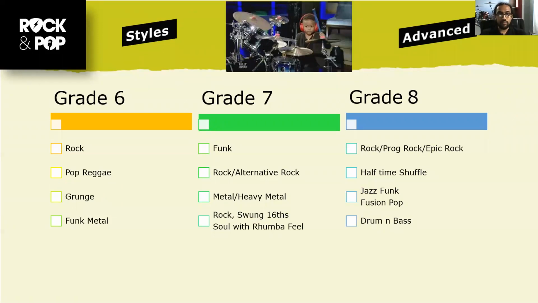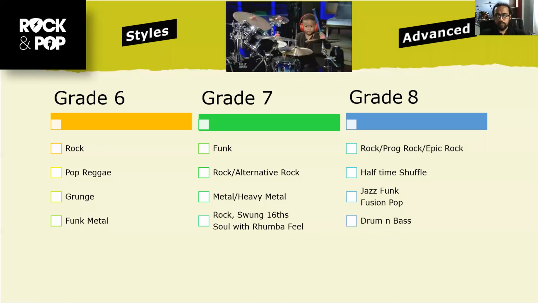Grade 6 has pop, reggae, funk, metal. So now you'll find an amalgamation of different styles. Grade 7 has heavy metal, swung 16 notes, soul with a rumba feel. Grade 8 has jazz, funk, drum and bass. Let's hear some songs and talk about these styles a little bit more.